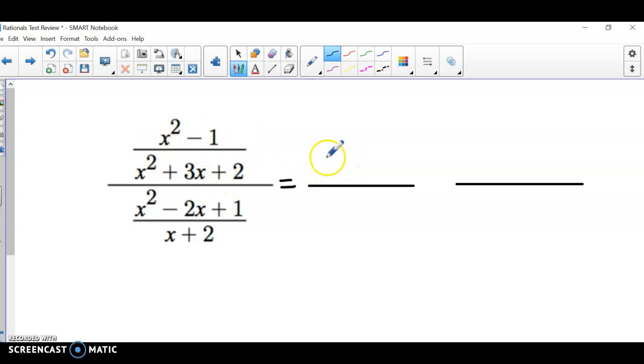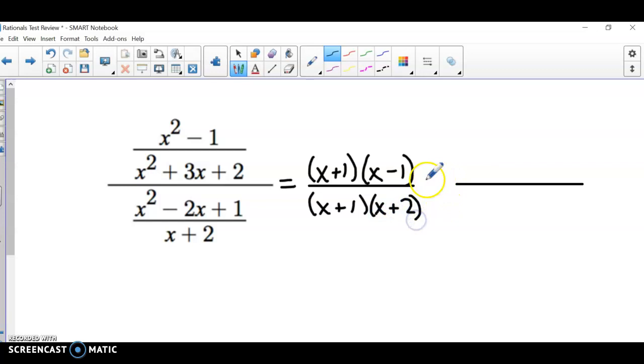My x squared minus 1 is going to be on the top. And if I factor that out, that's a difference of squares. So I'm going to have an x plus 1, x minus 1. And my denominator here, I'm going to put this on the denominator of the first one. Got x squared plus 3x plus 2. So I need x plus 1, x plus 2 is how I'm going to factor that.